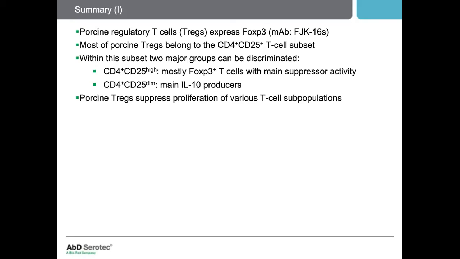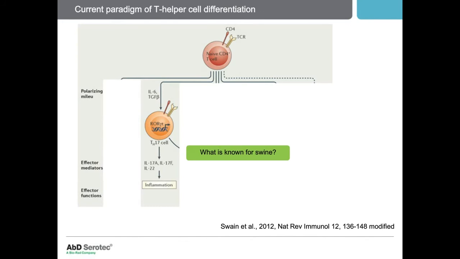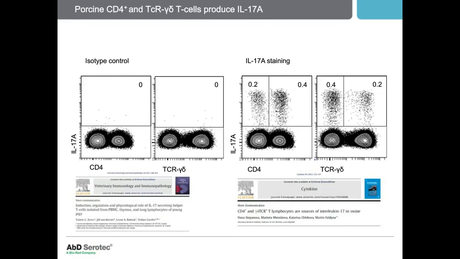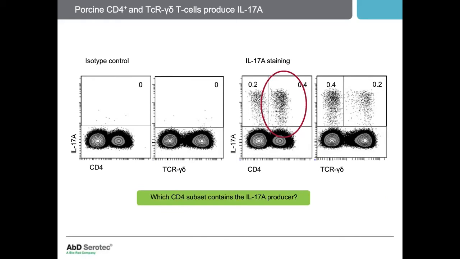I come now to the next T cell subset, the TH17 cells, and here again the question: what is known for swine? In swine we can show that CD4 positive T cells as well as gamma delta T cells show an IL-17A staining. And in regard to the CD4 positive T cells, there's a big question: which CD4 positive subset contains the IL-17A producers?